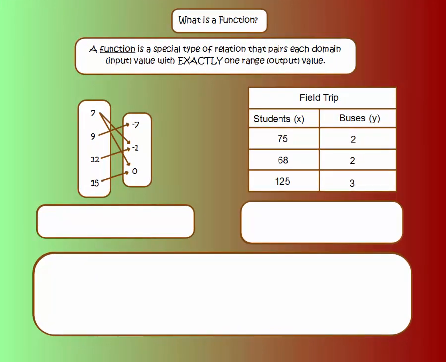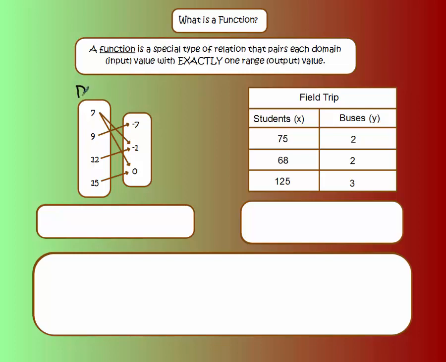So what is a function? Well, a function is a special type of relation, a relation that pairs each domain or input value, the x values, with exactly one range or output value. Okay, so let's take a look at what that means.